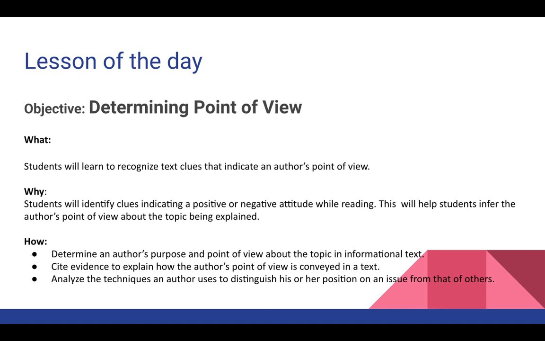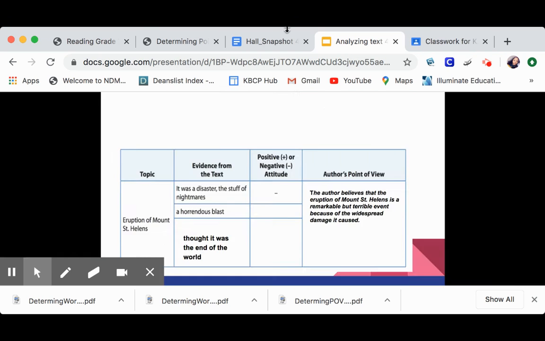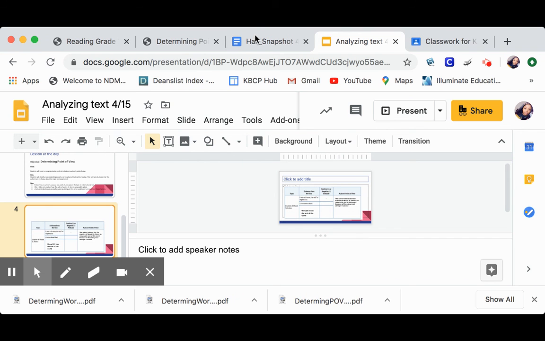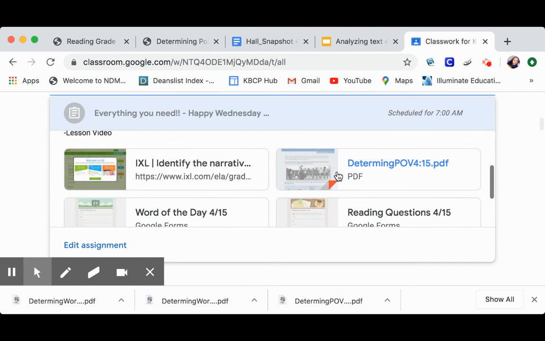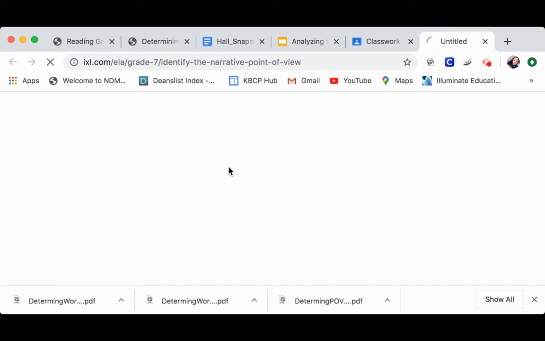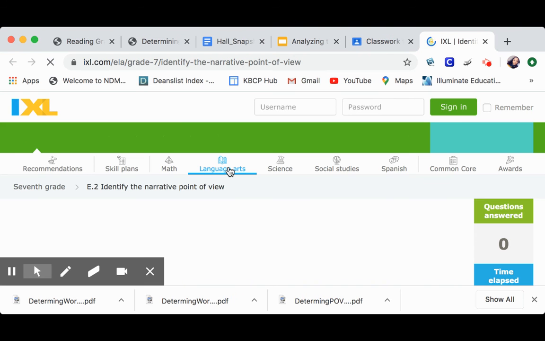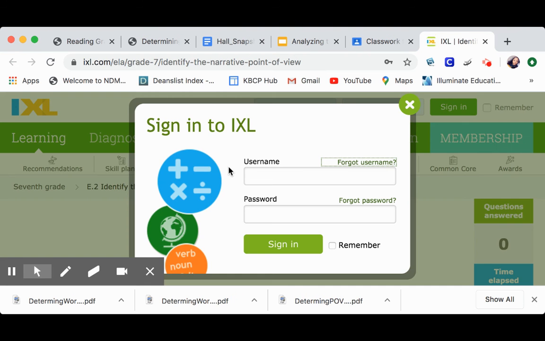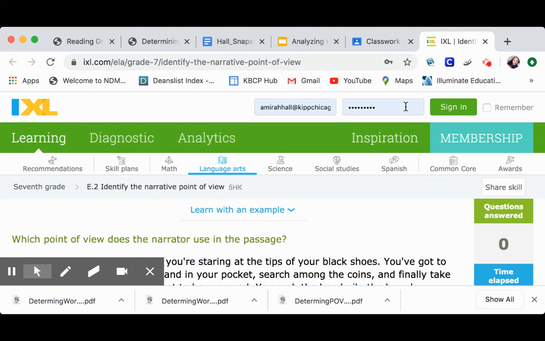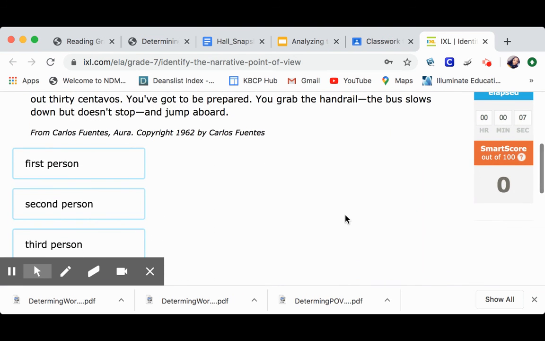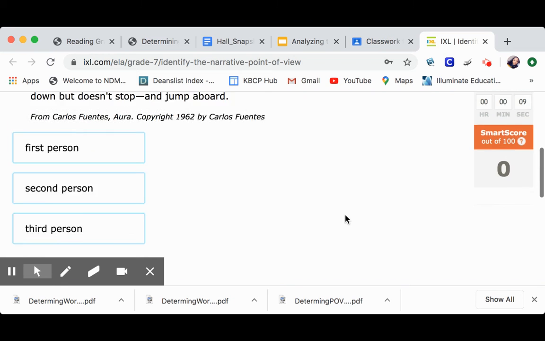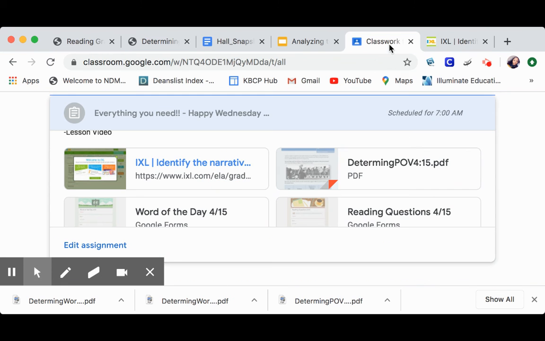So when you are done with that, I want you to go ahead and log on to iExcel. Today in iExcel, you're going to be working on identifying a narrative point of view. The same thing we just did, but now you're just going to do a little bit of work on your own. Okay, make sure you finish that.